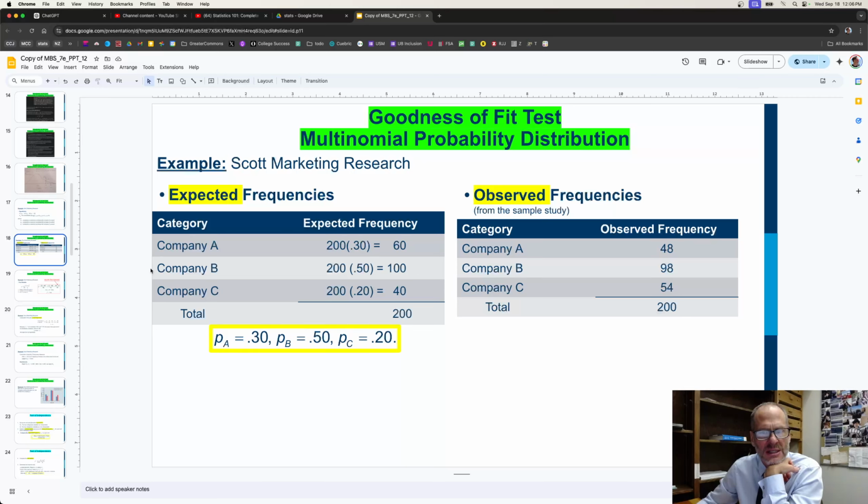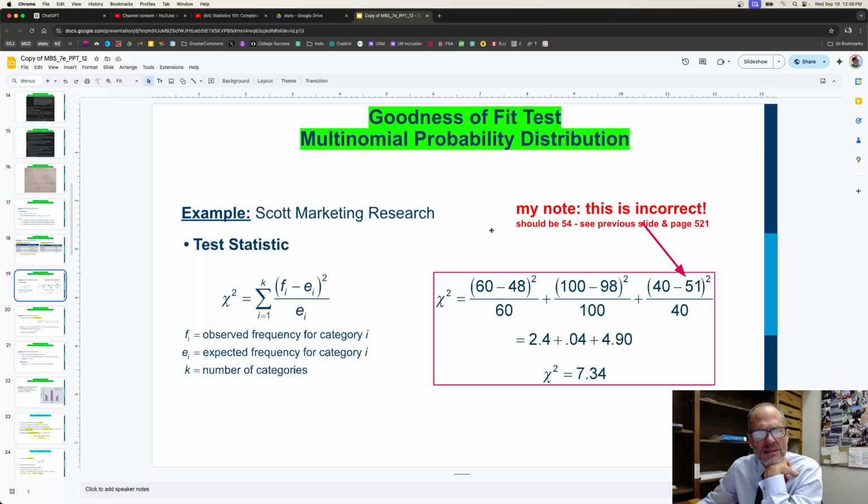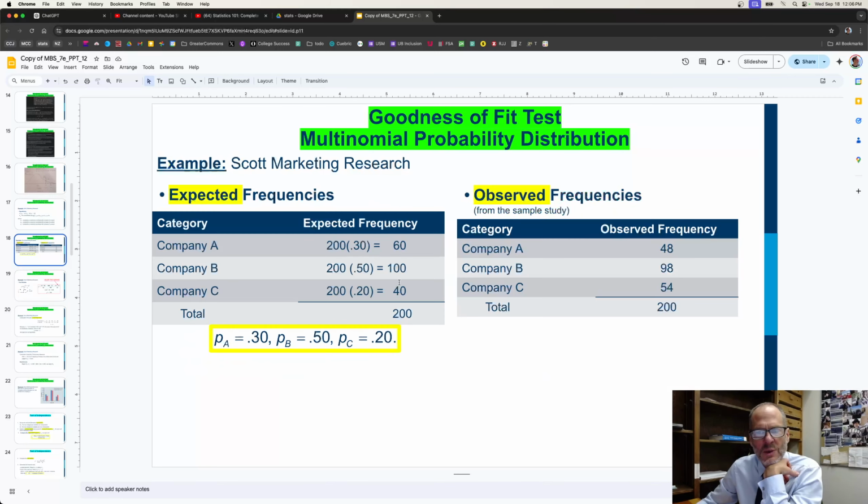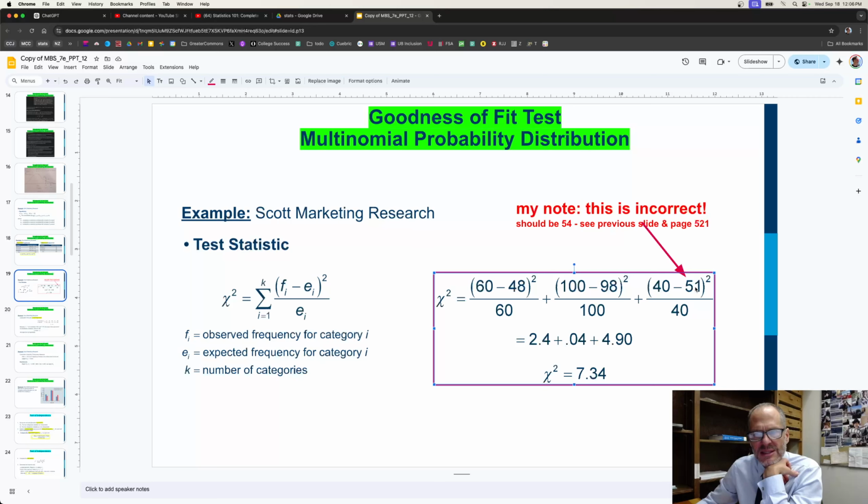And that's part of learning to learn, is knowing how to put information together so you can be like, you know, expected, observed. I want to see those side by side, right? And so then when you have these, you do your test statistic, and here they are calculating the test statistic. Though they made a mistake, and that should not be 51, it should be 54, and I can't change that because this is an image, there's no clicking in there and editing it.